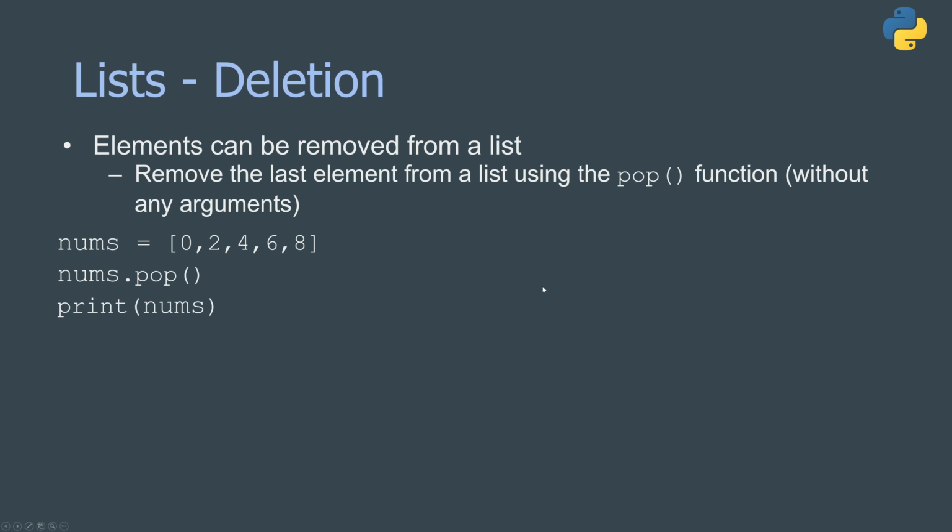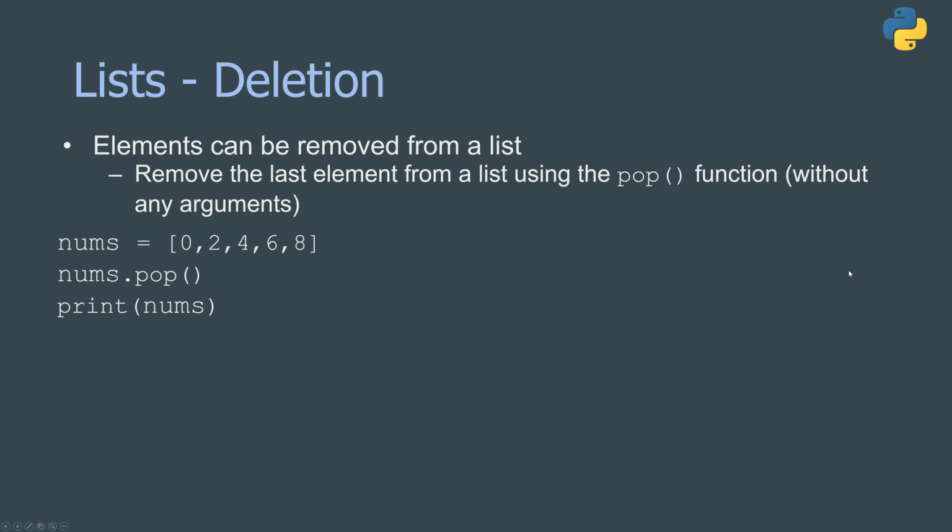All right, there is a pop function as well, which does kind of the opposite of what the append function does. Append adds a new value to the right-hand side of the list. We call that the end of the list. And the pop function removes the value at the end of the list. So in this case, we have numbers 0, 2, 4, 6, 8. If I call nums.pop, it's going to remove the 8 because it's at the end of the list. Okay, so it always removes the last element.